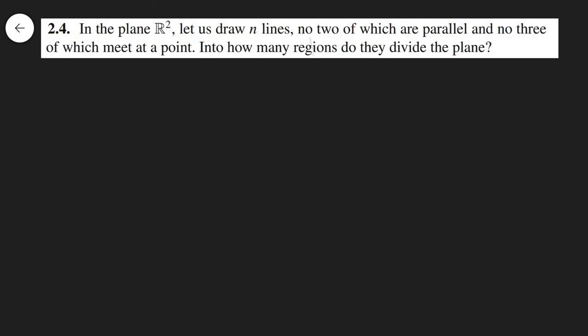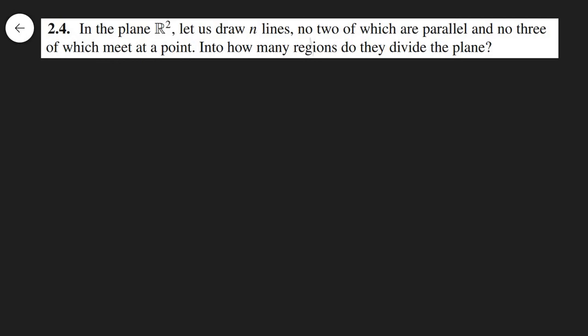So recently I have come across a problem which has interested me a lot. So here is the problem. In the R2 plane, suppose we draw n lines such that no two lines are parallel and no three of them meet at a point. The question is, into how many regions do they divide the plane?